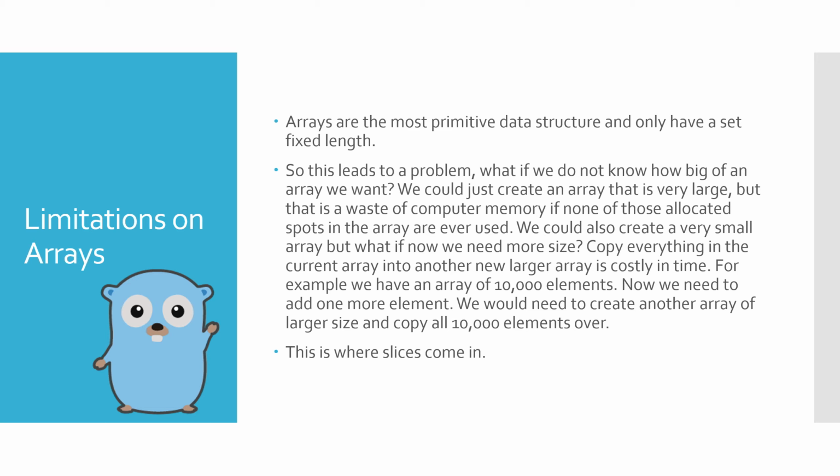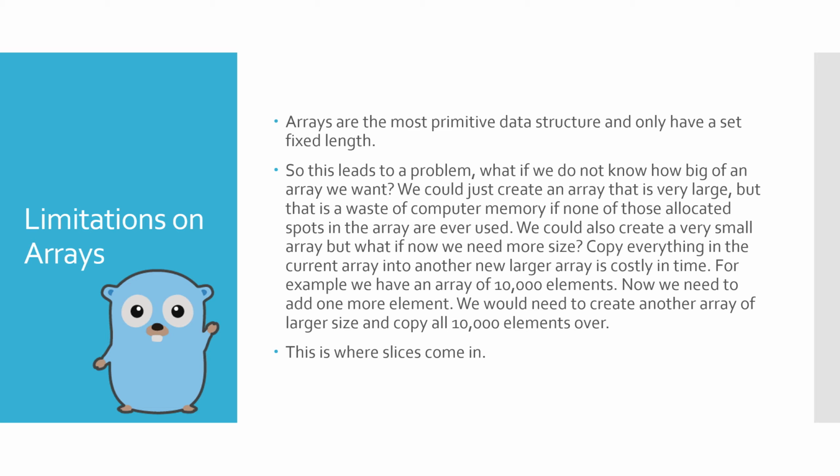So arrays are the most primitive data structure and only have a set fixed length. Primitive data structure meaning that pretty much every programming language has this built in. It's the most simple and intuitive data structure there is, but like I mentioned here, the downfall is that there's a fixed length and we can't change it. So this creates a problem, right?